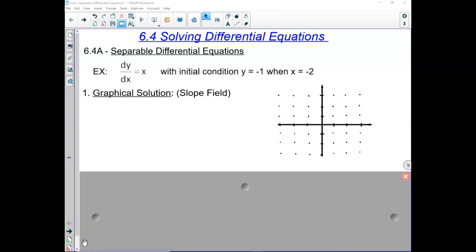Good morning. We're skipping section 6.3 because that's called integration by parts. That's a Calc 2 topic. It's beyond the scope of this class. So we're going to jump up to a really important one, 6.4, more solving of differential equations.